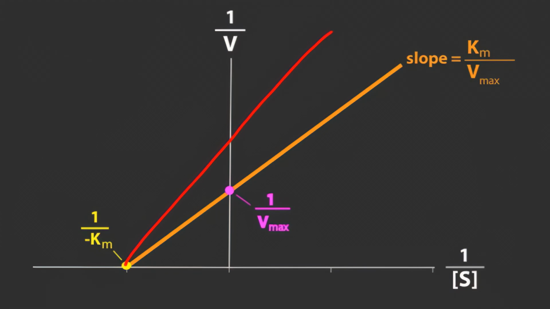Increasing the y-intercept means you have a lower Vmax because it's inversely proportional. And the further to the right the x-intercept is, the greater the Km. So you need to understand how a change to Vmax or Km is going to affect a Lineweaver-Burk plot.